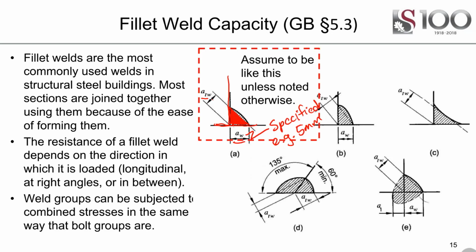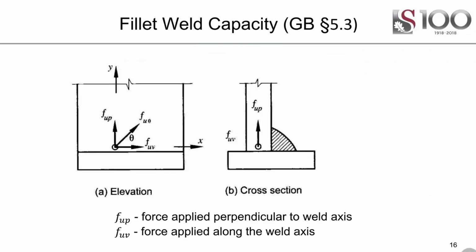And if in doubt, just assume that layout A is what we're using, and that is the general fillet weld that will be specified. So unless told otherwise, that's what you can use. You'd have to adjust your equations for any of the other welds shown here.